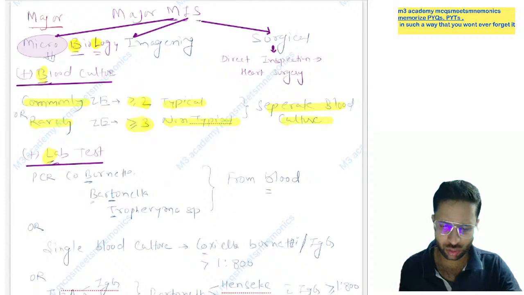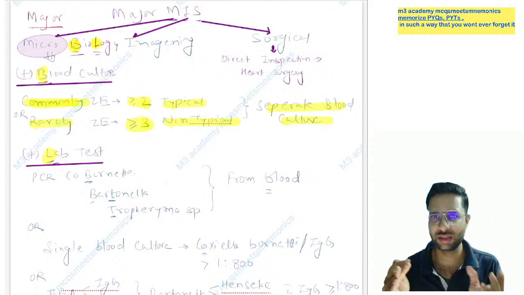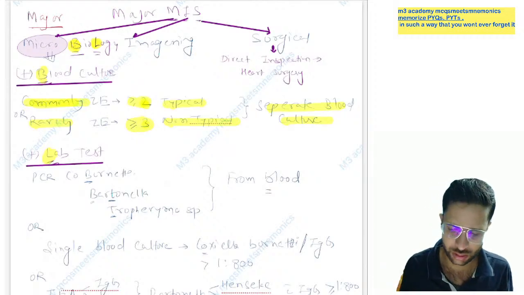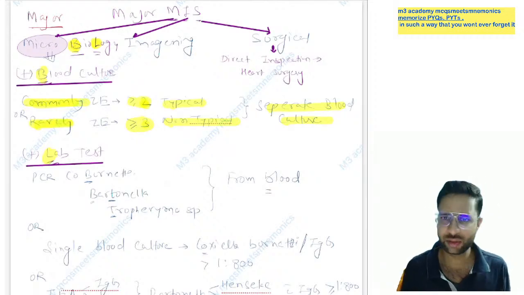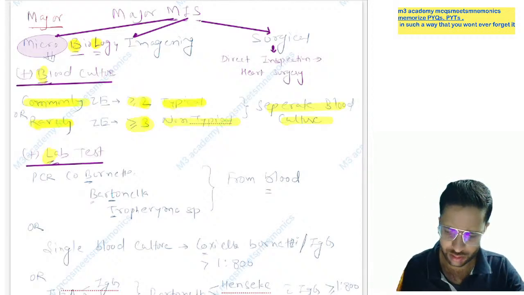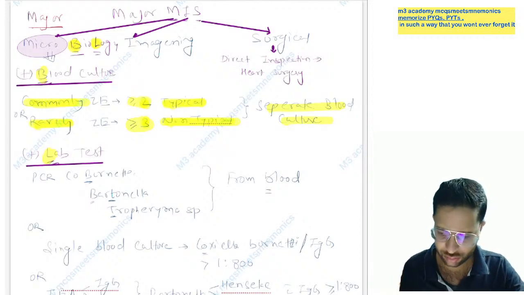So commonly causing infective endocarditis, we choose the smaller number, two. Commonly is the more general term, so we use the smaller number. Rarely, so we use a bigger number like three. Commonly, so typical organism; rarely, so non-typical organism.